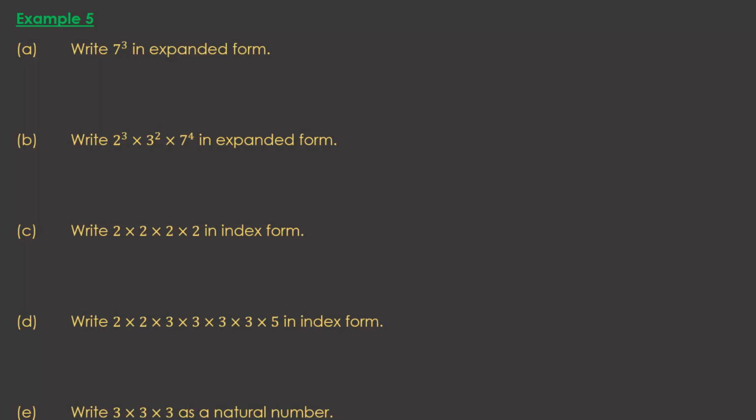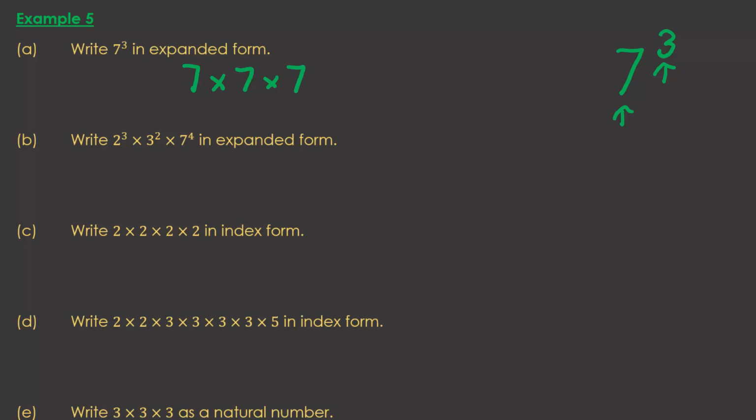Write 7 cubed in expanded form. So we know with that 7 is the base and 3 is the index. So 7 is the number to be repeated, and it's to be repeated 3 times. So it's going to be 7 times 7 times 7.